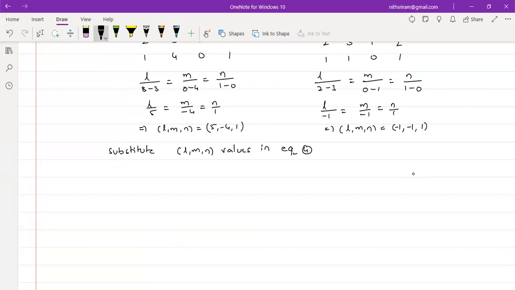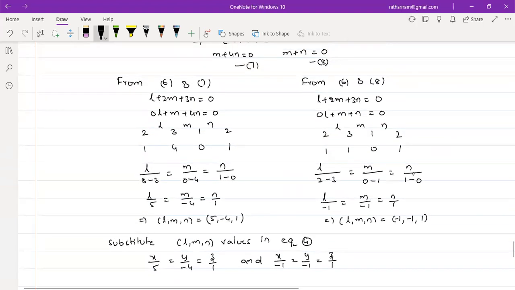Okay. Therefore, we get x by 5 is equal to y by minus 4 is equal to z by 1. And the second one is x by minus 1 is equal to y by minus 1 is equal to z by 1. So these are the required two mutually perpendicular generators. Since one of the generators was given, we have found the other two generators. So in this way, we can find the generators of the cone which are mutually perpendicular.